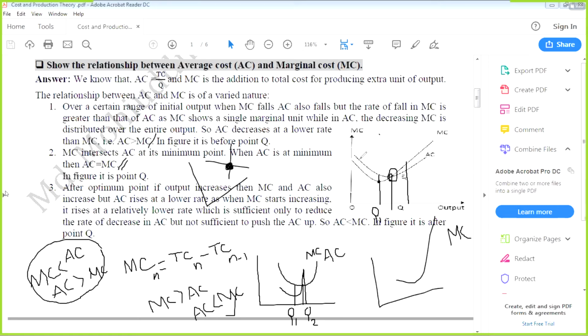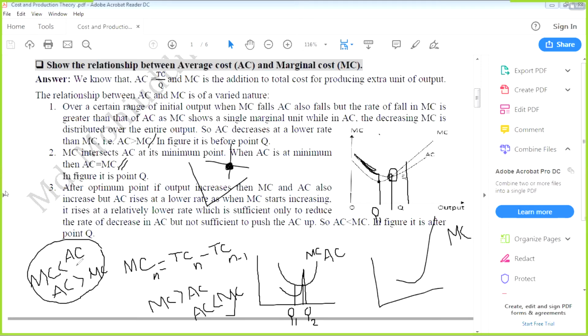this is the marginal cost diagram, this is the average cost diagram. Okay, average cost is also falling, marginal cost is also falling. But marginal cost has already fallen to the minimum point, while average cost is not yet at the minimum point. Is it clear? Yes, sir. So marginal cost is less than average cost, because marginal cost is at the minimum point, but average cost is not at the minimum point.